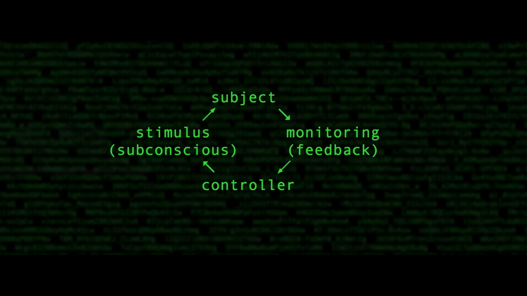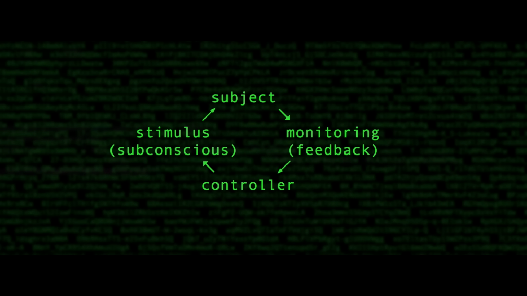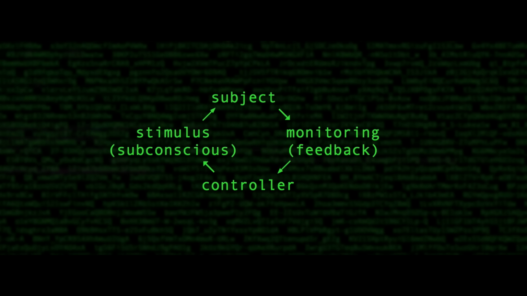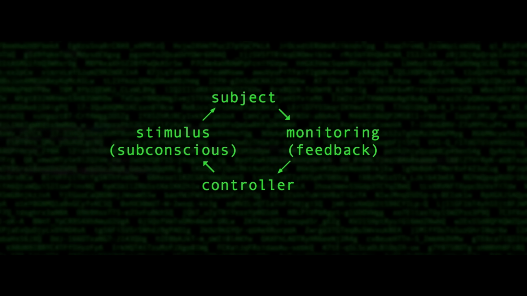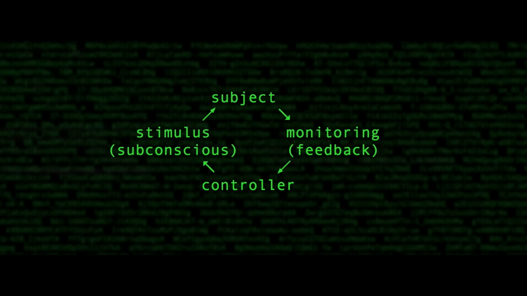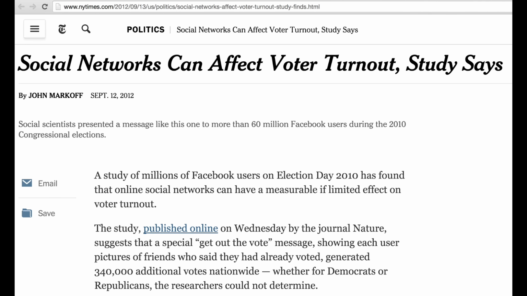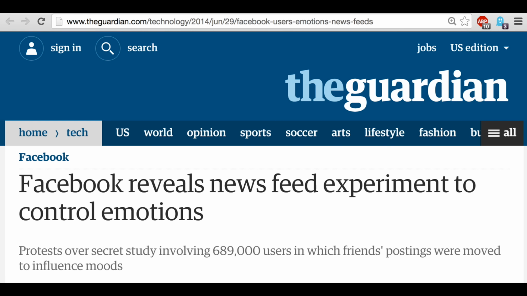Now, we know that the controllers lie out of sight, but can we demonstrate that they have also established a system whereby they can monitor our reactions? In short, is the feedback cycle complete? Of course it is, which is why we know 26 million people changed their profile picture, which is why we know that Facebook can affect the voter turnout, which is why we know that people's very emotions can be manipulated via the placement of social network feeds.